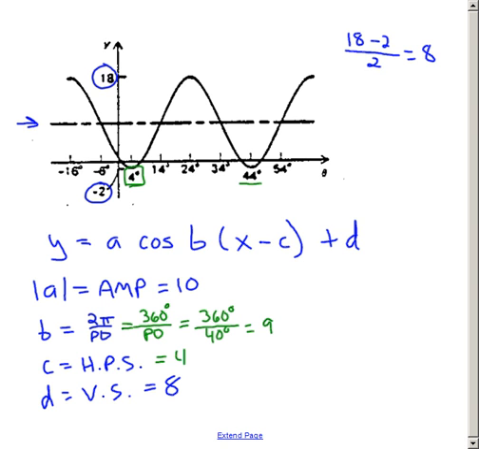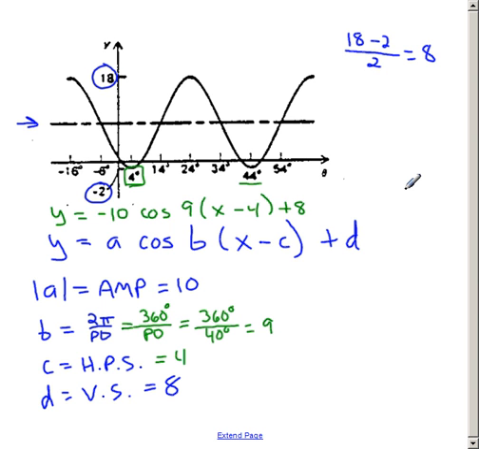That equation would be y equals, I'm going to leave A for a second so I can talk about it, cosine of 9 times x minus 4, plus 8. The reason I left A is because we have to determine, since we have the absolute value, do I use positive 10 or do I use negative 10? Since we're starting at a minimum, we would use negative 10. If we were starting at a maximum, we would use positive 10. That's one way to write the equation for this sinusoid.